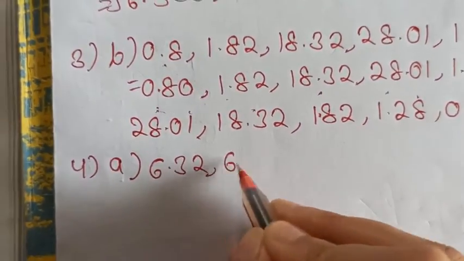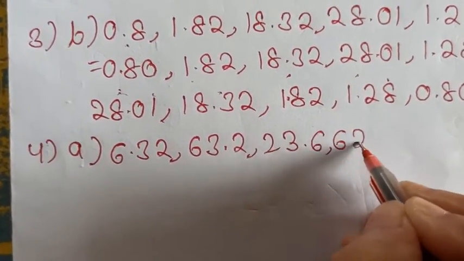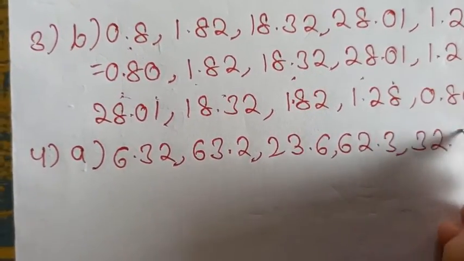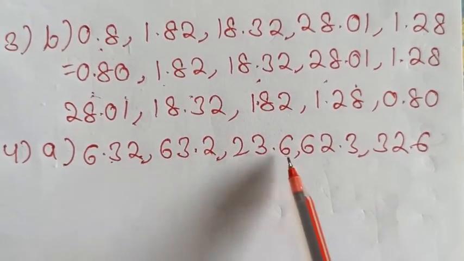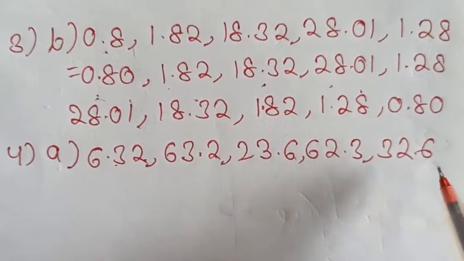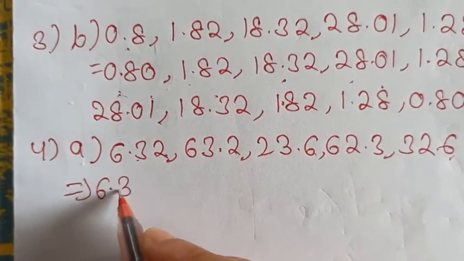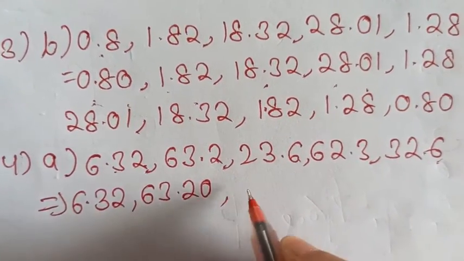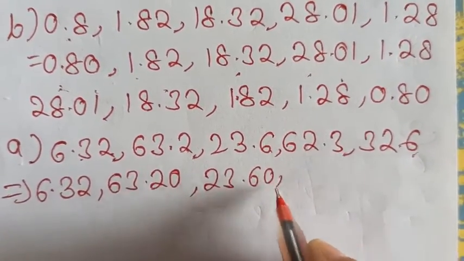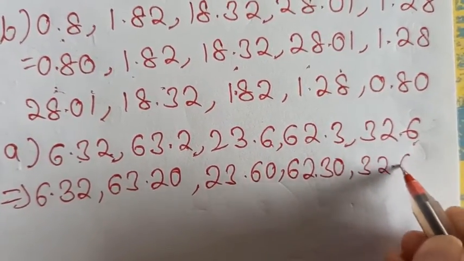The numbers are 6.32, 63.2, 23.6, 62.3 and 32.6. In this question we can see that there are 2 digits after the point in the first, and only 1 digit in the others. So first of all we have to equalize them. So 6.32 is okay. This is 63.20. Now it is 2 digits after the point. Now 23.60, now 62.30, now 32.60. Now all are 2 digits after the point.